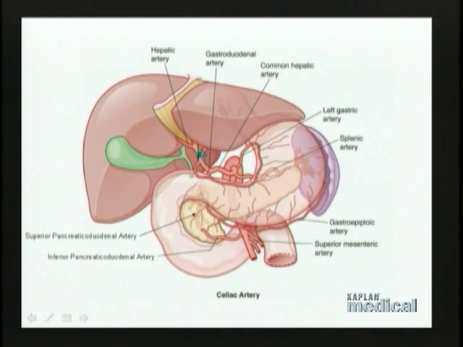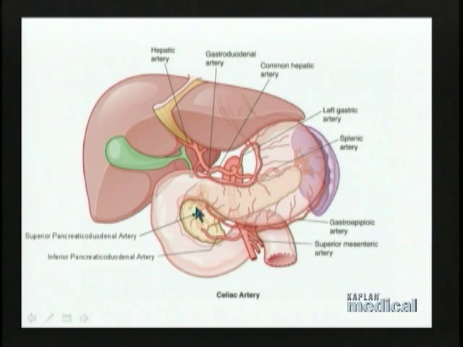The one that ascends is the one we've already talked about. That's the hepatic artery, or sometimes called the proper hepatic artery. That's the artery that went up through the free edge of the lesser omentum. But then we also see it gives off a branch that goes into the head of the pancreas. And that branch of the gastroduodenal is called the superior pancreatico-duodenal artery. So it's going to supply the pancreas and the duodenum.